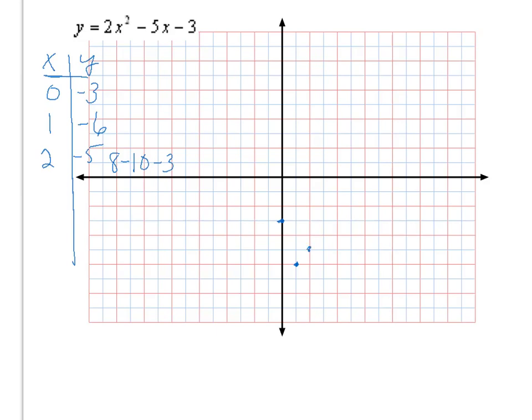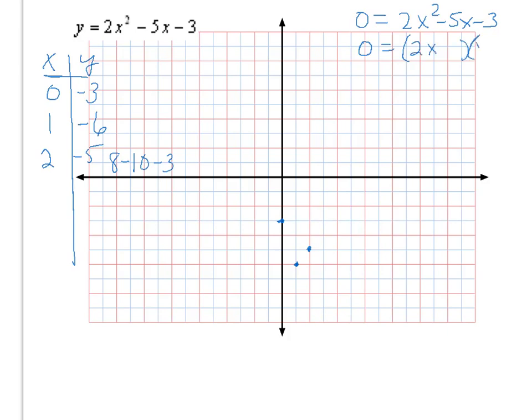So notice that looks a little odd. Obviously my symmetry is not going to go through x equal to 1. So what that's going to mean is that our vertex, the x value, is not at an integer. So this is one of those places where I might decide, I think I'm just going to factor this first. I just want to sort of verify that that's the case. So I'm going to let y be 0 to get the two x-intercepts. So if y is 0, I have 0 equals 2x squared minus 5x minus 3. So I'm just going to factor that.